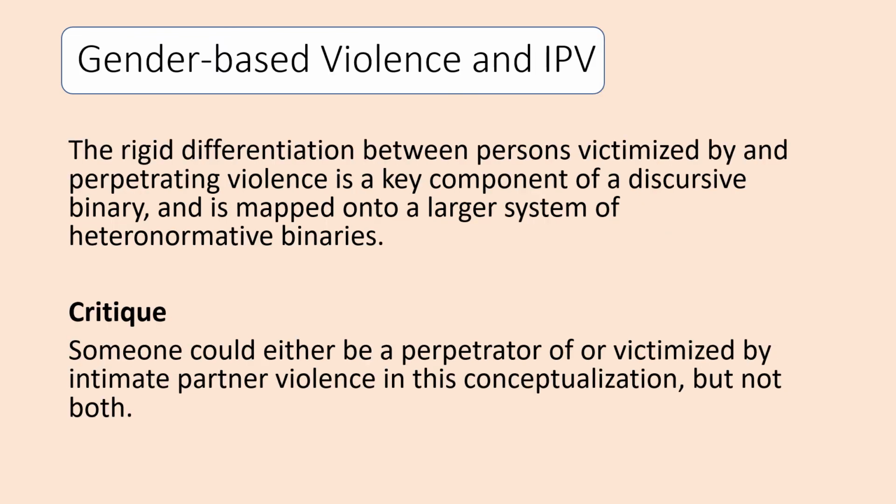Building upon that discussion, the rigid differentiation between persons victimized by perpetrating violence is a key component of a discursive binary and is mapped onto a larger system of heteronormative binaries. That's complicated, so think about that for a second. Additionally, there's been critique, rightly so, for this topic. For instance, someone could either be a perpetrator or victimized by intimate partner violence in this conceptualization, but not both. You are either the aggressor or the aggressee.